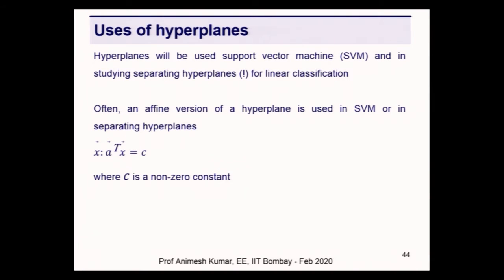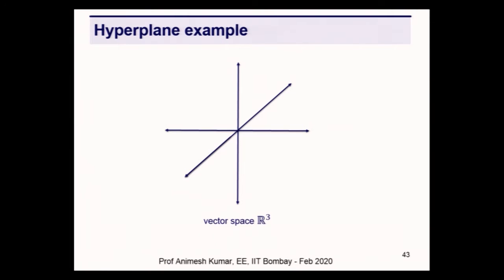All right. So it's a classification, meaning you still want to do a machine learning application, but you want to think of it in terms of linear prediction. So your computation is linear. Now, often an affine version of the hyperplane is used. So what do I mean by that?